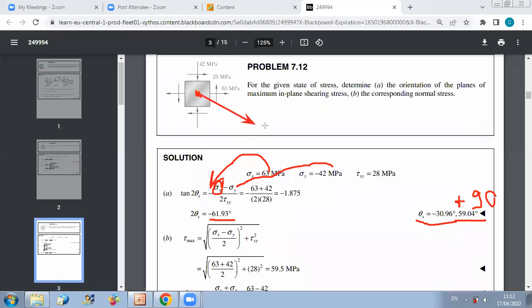Whenever you get a negative result, you rotate from the x-axis in the clockwise direction. This is your x-axis. So you got a negative result for theta s, you rotate in the negative direction. So this angle in the negative direction is 30.86. And so this is x prime for maximum shear, x prime s, and y prime s is the one that is perpendicular to it.